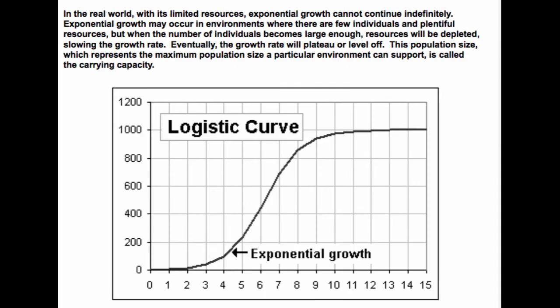Like I mentioned, in the real world, with limited resources, exponential growth cannot continue indefinitely. Exponential growth may occur in environments where there are a few individuals and plentiful resources. But when the number of individuals becomes large enough, the resources will be depleted, slowing the growth rate. Eventually, the growth rate will plateau or level off. This population size, which represents the maximum population size a particular environment can support, is called the carrying capacity.